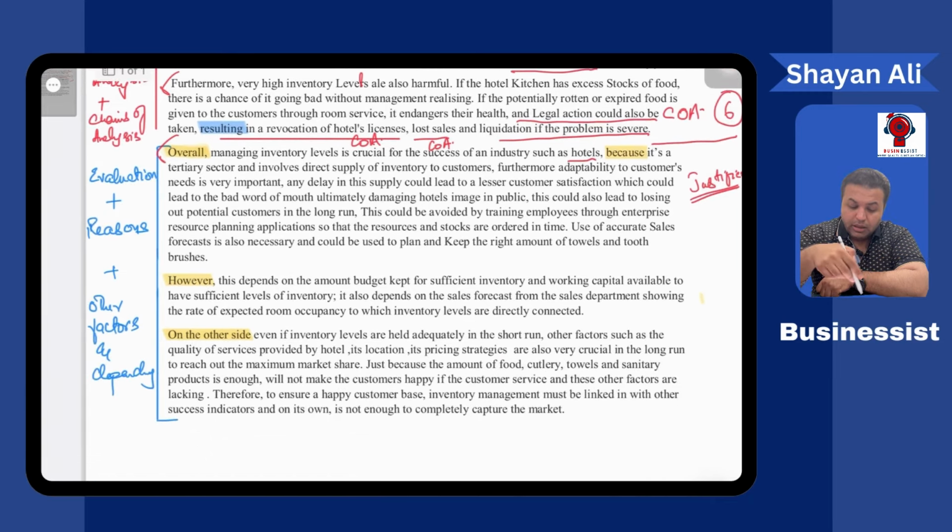Like here in the opinion, I've already said, yes, inventory management is important, but it depends on certain things. What? However, this depends on the amount of the budget kept for the sufficient inventory and working capital available.